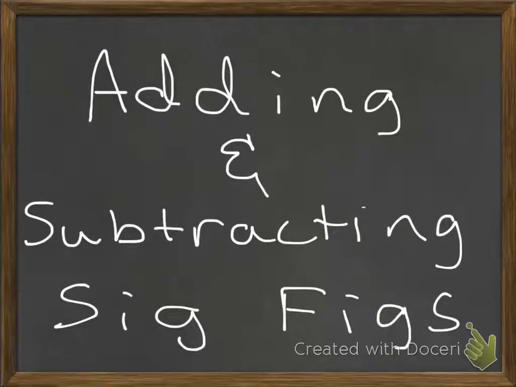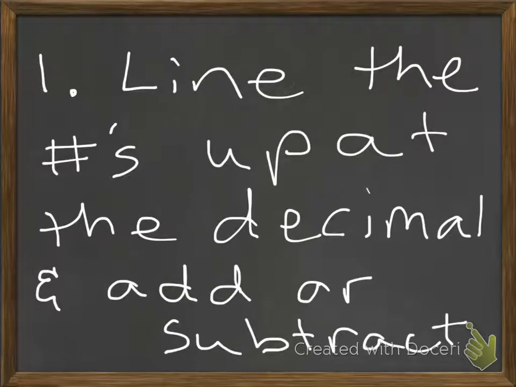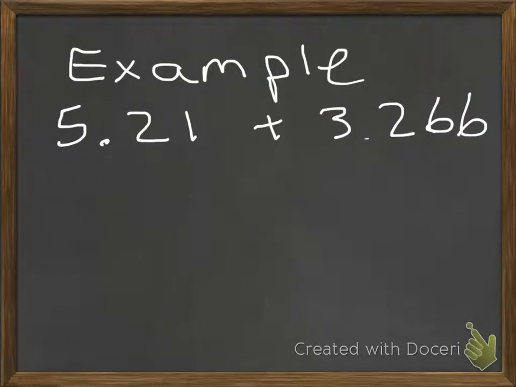We just recently learned how to determine the number of sig figs in a number, and now we are going to learn how to add and subtract using sig figs. So the first thing you do is just line up your numbers by the decimal point and add and subtract them. And the easiest way to explain this is actually to just go ahead and demonstrate.